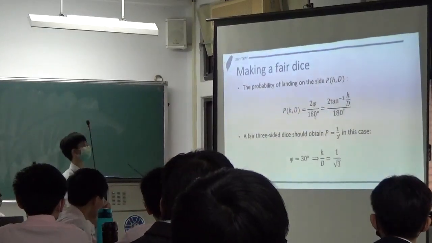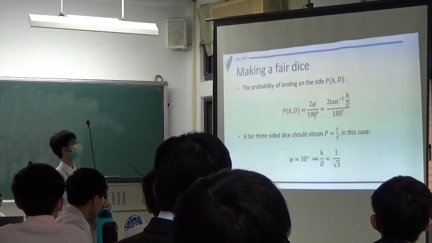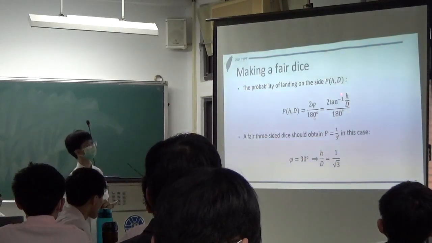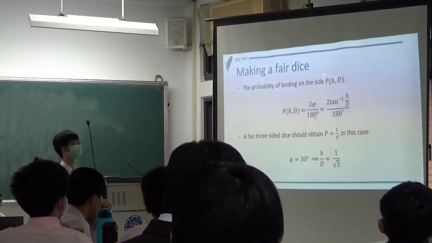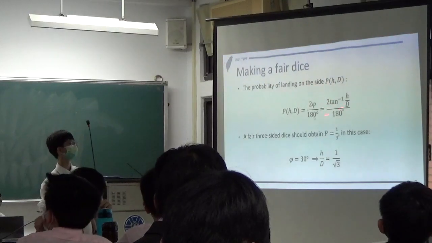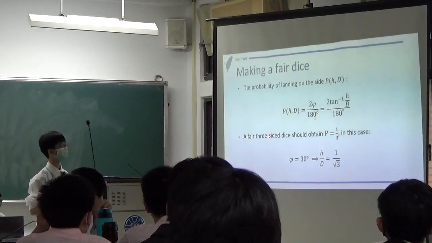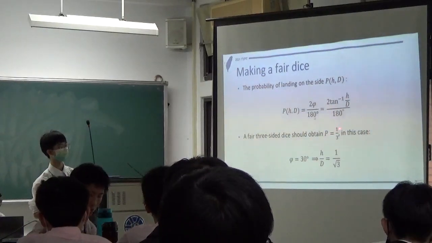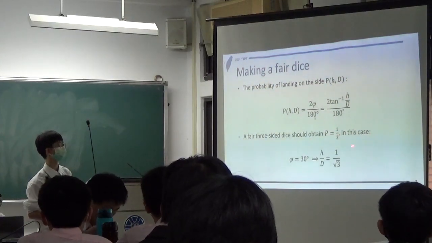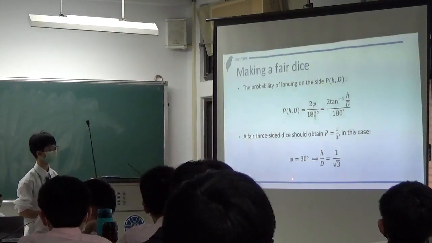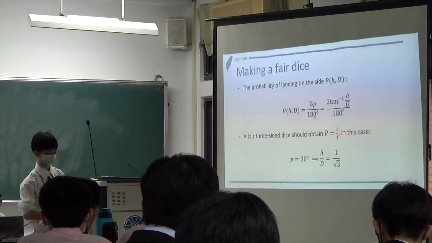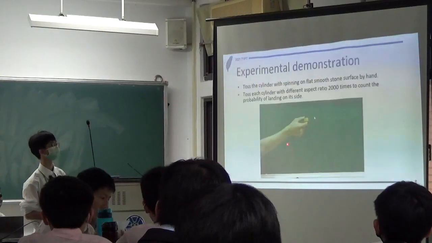So according to the assumption and the reasoning, we can find there will be a probability function of h and d equal to 2 phi over pi. For a fair three-sided dice, the probability is 1/3, and in this case phi should equal 30 degrees. The aspect ratio will equal 1 over the square root of 3.